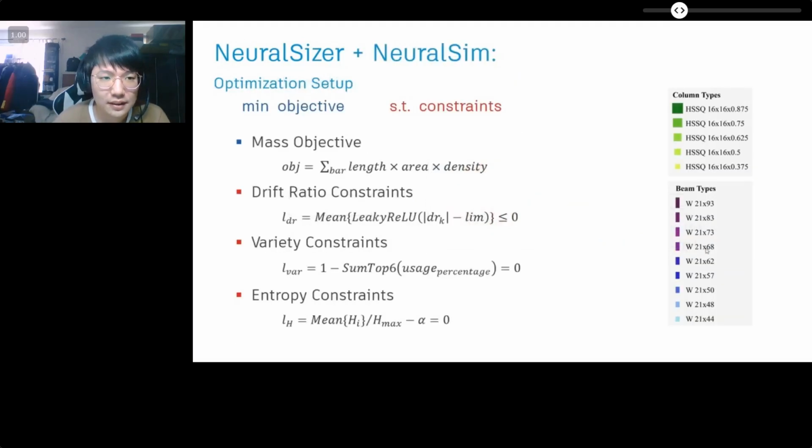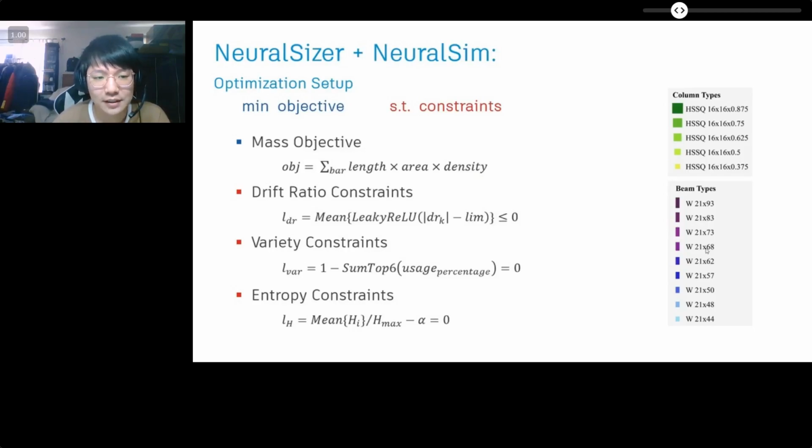And given the optimization problem, we have one objective and three constraints. So our objective is to minimize the total loss of the material from the columns and beams. The drift ratio constraint requires the drift ratios of all the stories to be less than a limit. And this is for stability reasons.